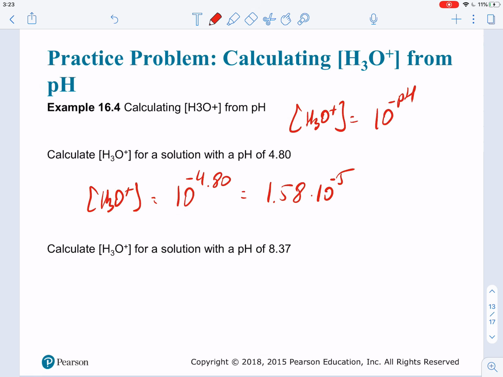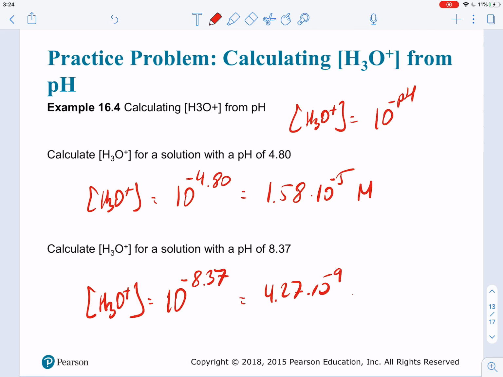And in the second case, H3O+ is equal to 10 to the negative 8.37. And when you do this operation, you obtain 4.27 × 10^-9. And you are calculating concentrations here. So for the most part, in the calculations, we always leave the units out. But since you are calculating concentrations here, whatever you do, if you're doing pH or anything else, you are always obtaining molar concentration. So don't forget about that.